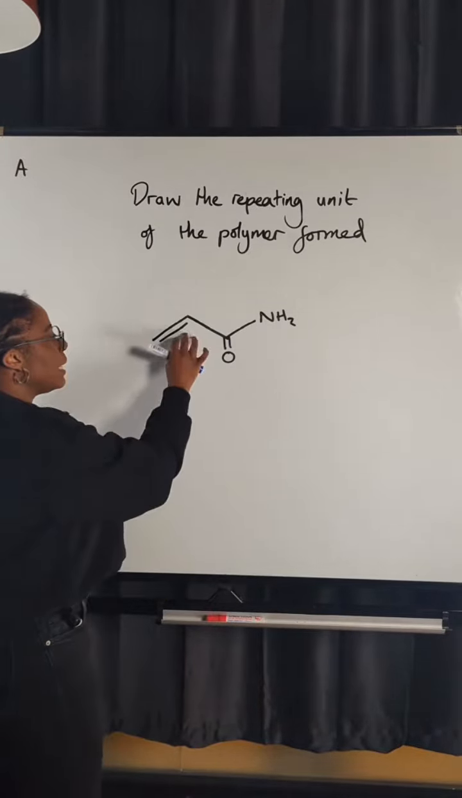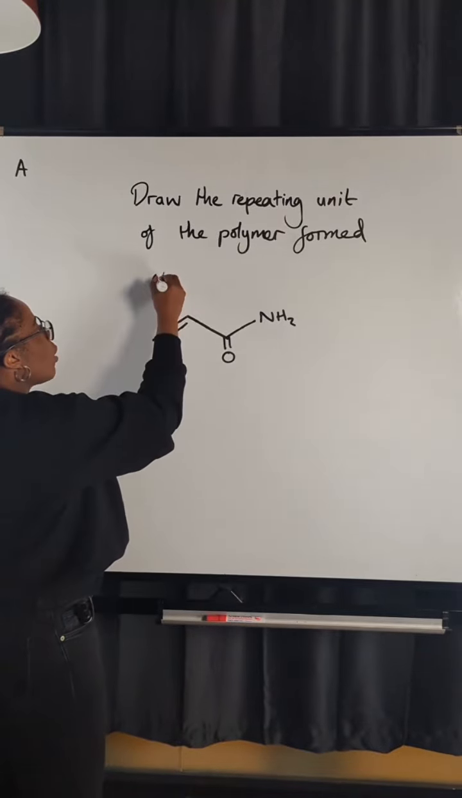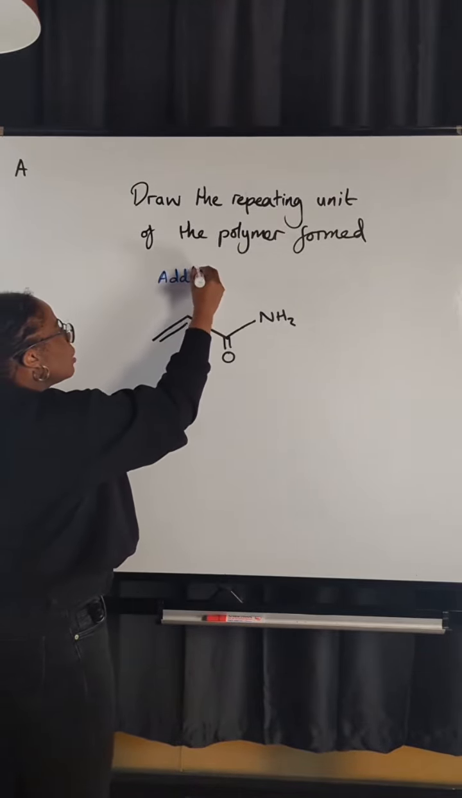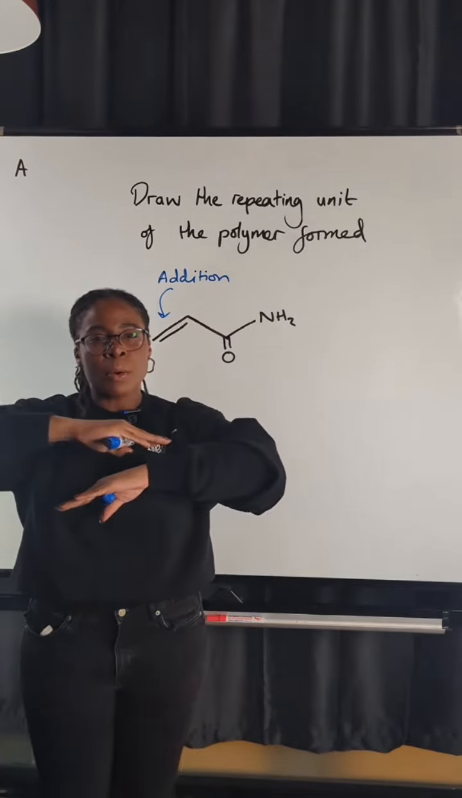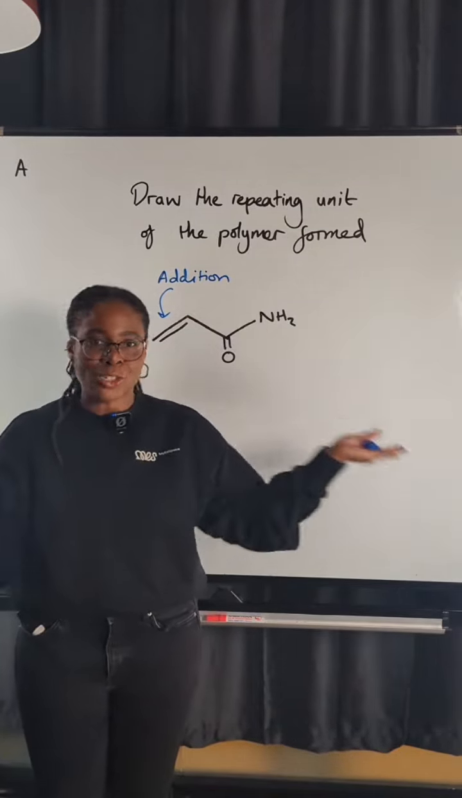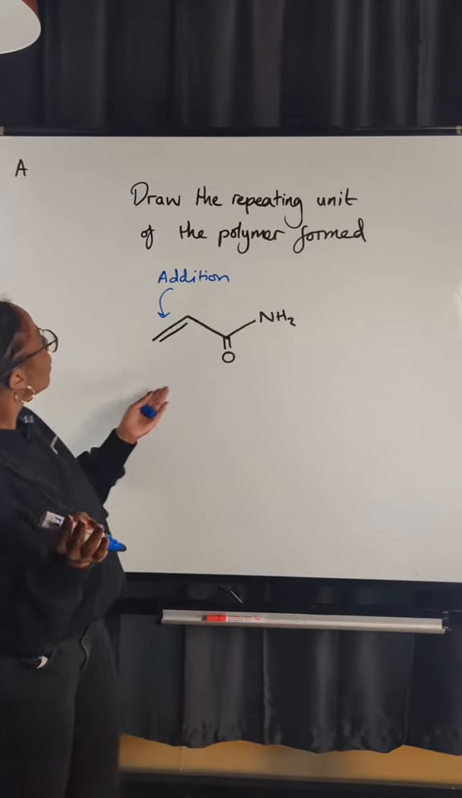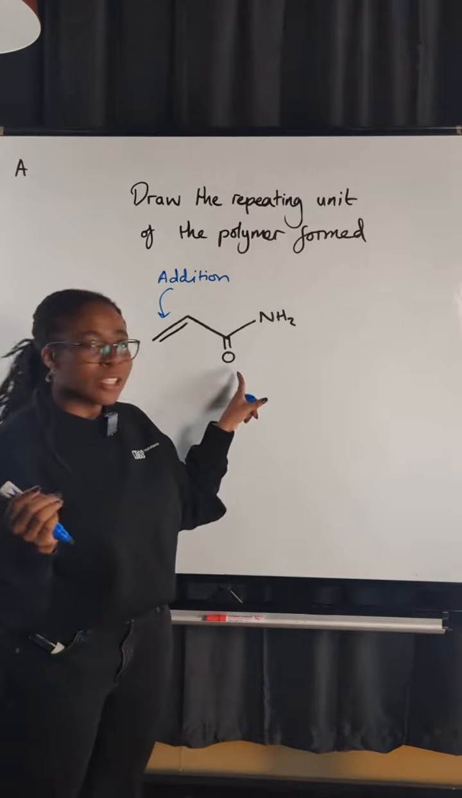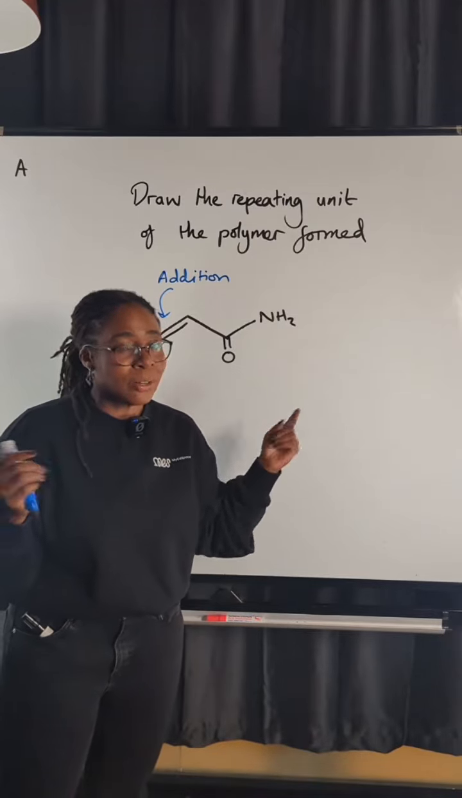Now, as soon as we see an alkene, a carbon-carbon double bond, we know that we are going to get addition polymerization, where that carbon-carbon double bond is going to open up and then attach to the monomers on either side. So this at the moment looks a little bit scary because it's skeletal.